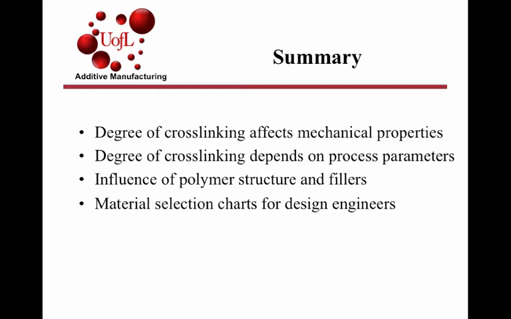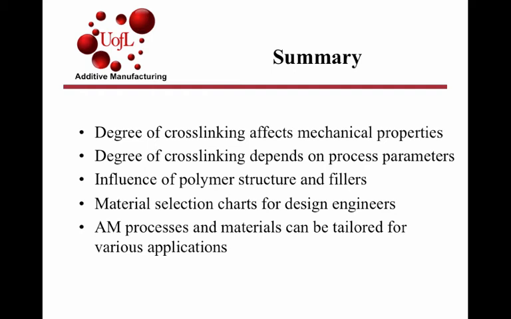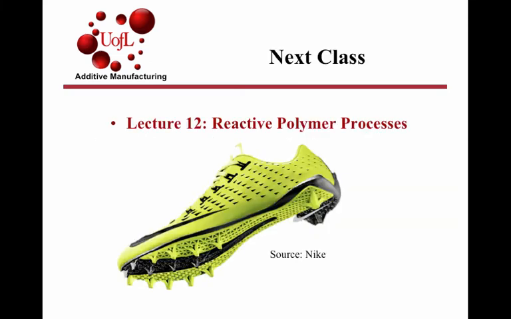polymer property space falls in context of the entire material space so that one can decide when to use reactive polymers for a given application as opposed to thermoplastics or based on modules 3 and 4, metals and ceramics. Key thing is AM processes and materials can be tailored for various applications by tailoring the property space. Let's see how all of this is put together in the next lecture, where we begin to talk about specific 3D printing processes that use reactive polymers.